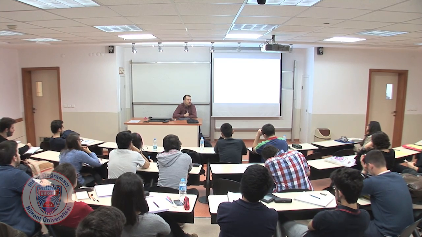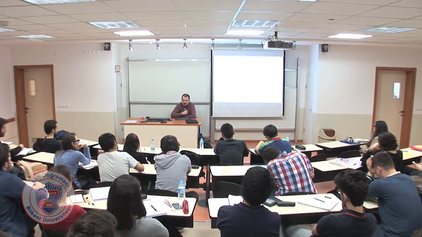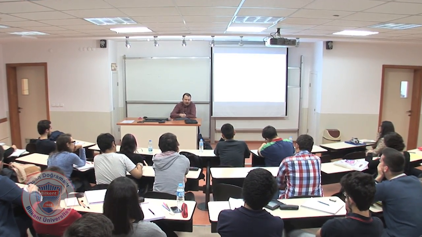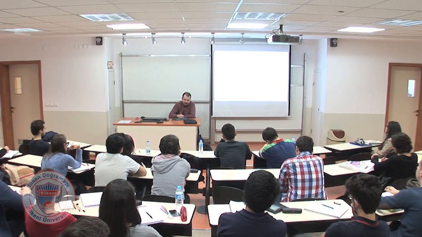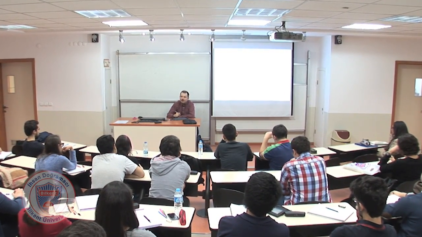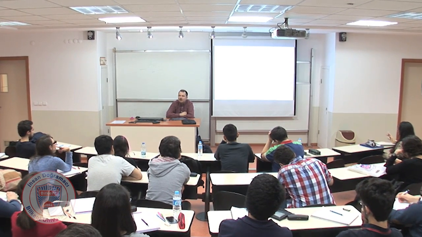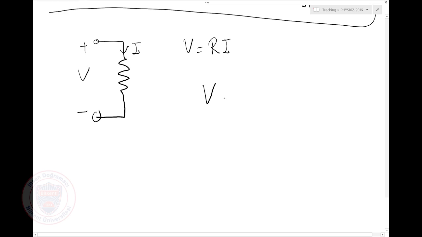So let's try to understand how much electrical energy is being converted into heat on a resistor. Now, what's the potential difference between the two ends of my resistor? It's V, right? So if I move dq charge from plus terminal to minus terminal, how much work am I doing? V times dq, right? That's the amount of change in energy.